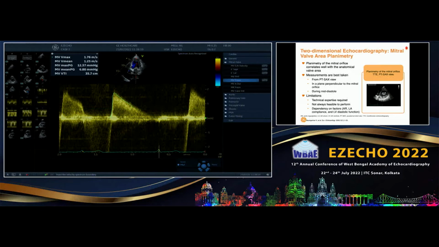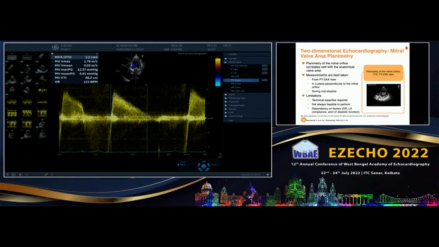Now this gradient is very small, 6. Why is it small? Because this is also low flow, low gradient. Because the ejection is low, so the sucking is also low. The same thing, so this is also going to be less. So that's why it is just 4.